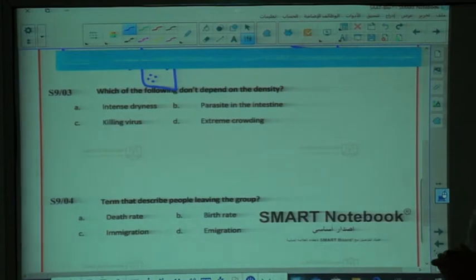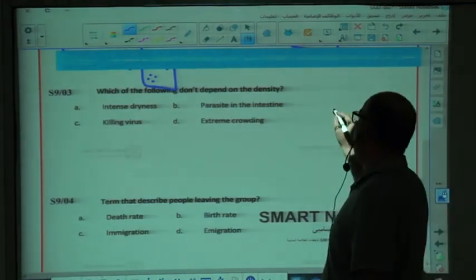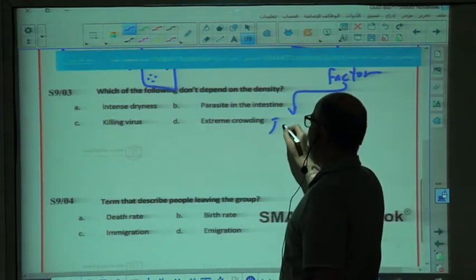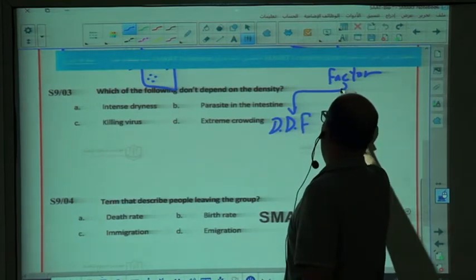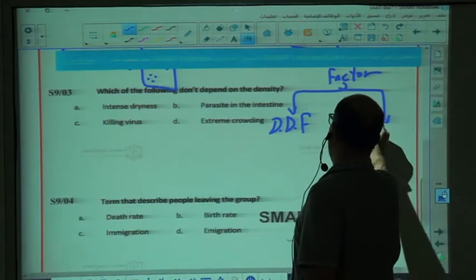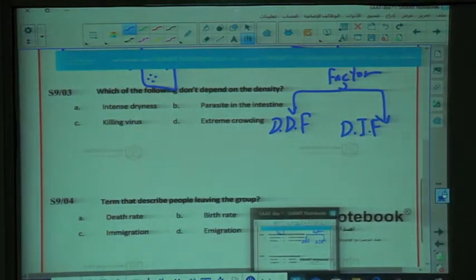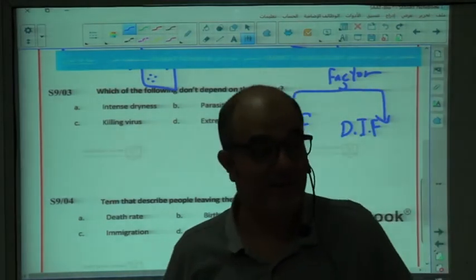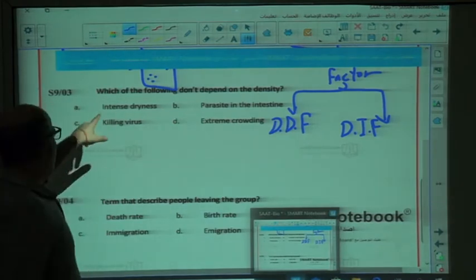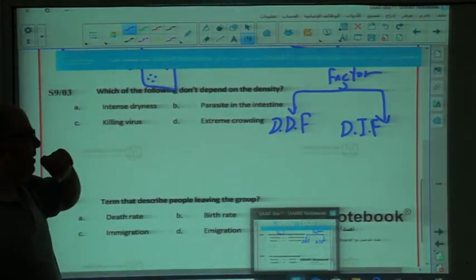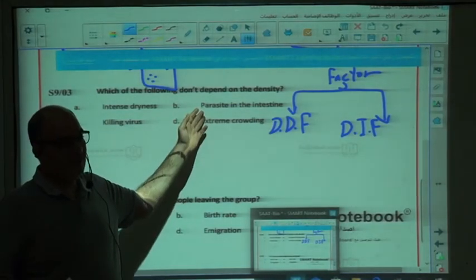Which of the following, guys, doesn't depend on the density? I have the factors that affect the density, guys. We call them density dependent factors and density independent factors. Okay guys, which of these is the density independent factor? Density independent factors means a factor that affects the population, but this factor is not related to the density. Parasite in the intestines, which one? B, parasite in the intestine. Is it related to the density or not?